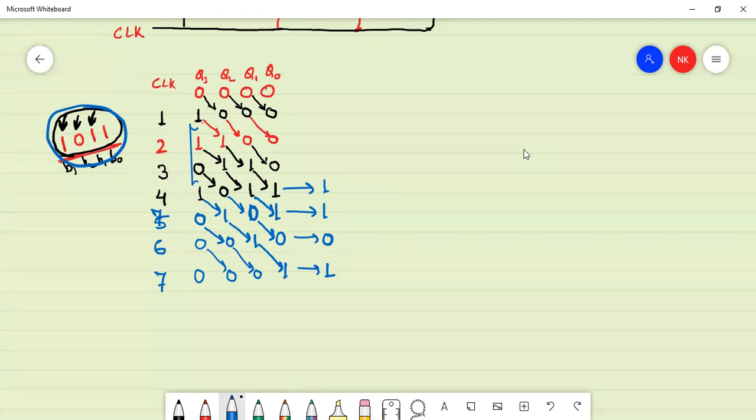what we are getting is the data which is at the output. Okay, so this was the initial state, and if we apply one more clock, then what will we get?